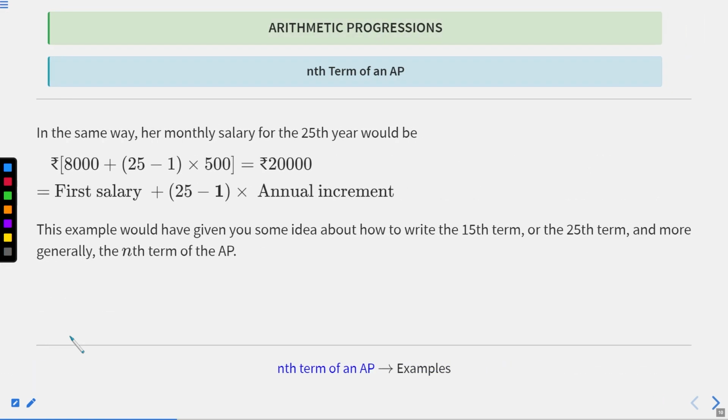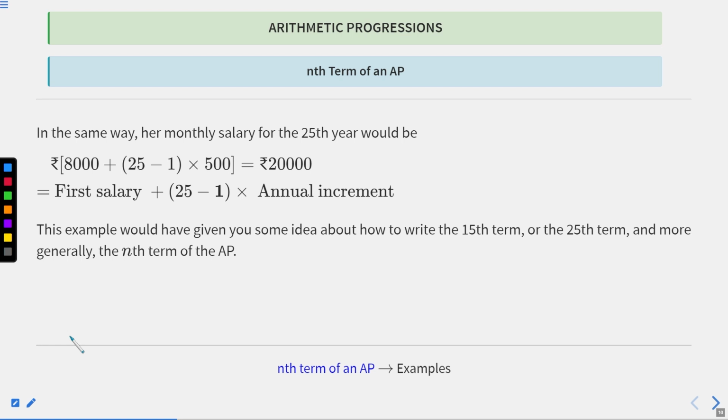In the same way, her monthly salary for the 25th year would be 8,000 plus 25 minus 1 times 500, which is equal to 20,000 rupees. So here we get this pattern: first salary plus 25 minus 1 times annual increment. This example would have given you some idea about how to write the 15th term or the 25th term, and more generally the nth term of the AP.